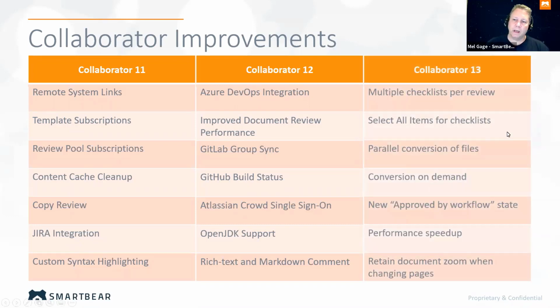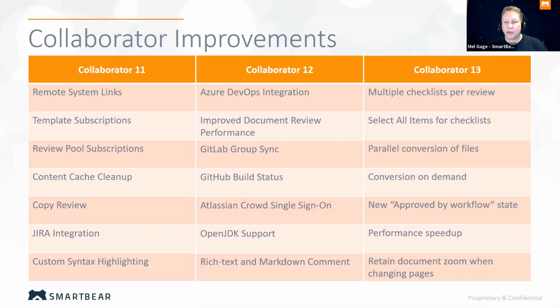And finally, in Collaborator 13, which has been out now for about 5 or 6 weeks, we have added the often requested multiple checklists per review. So prior to 13, you could only assign one checklist per review template. And we know that has been a little bit of a limiting factor on some workflows that use multiple teams, and they have individual checklists for those teams. So we've introduced the multiple checklists. We're going to see that today.